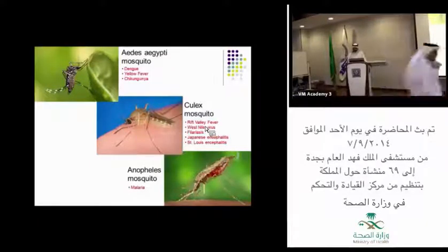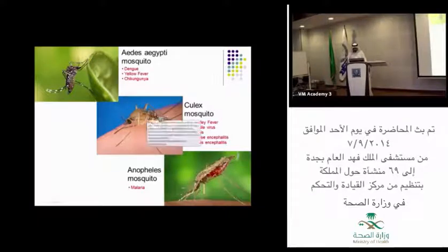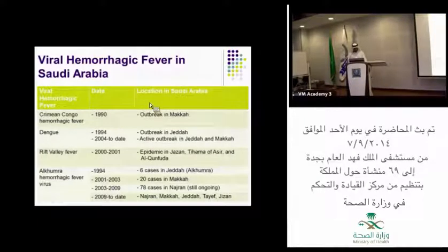We also have the Culex mosquitoes, which can transmit Rift Valley fever, West Nile encephalitis virus, filariasis, Japanese encephalitis, and St. Louis encephalitis. And you know we have also the anopheline mosquitoes that can transmit malaria. So these are the mosquito species. So not all of them can transmit viral hemorrhagic fever, only certain species.